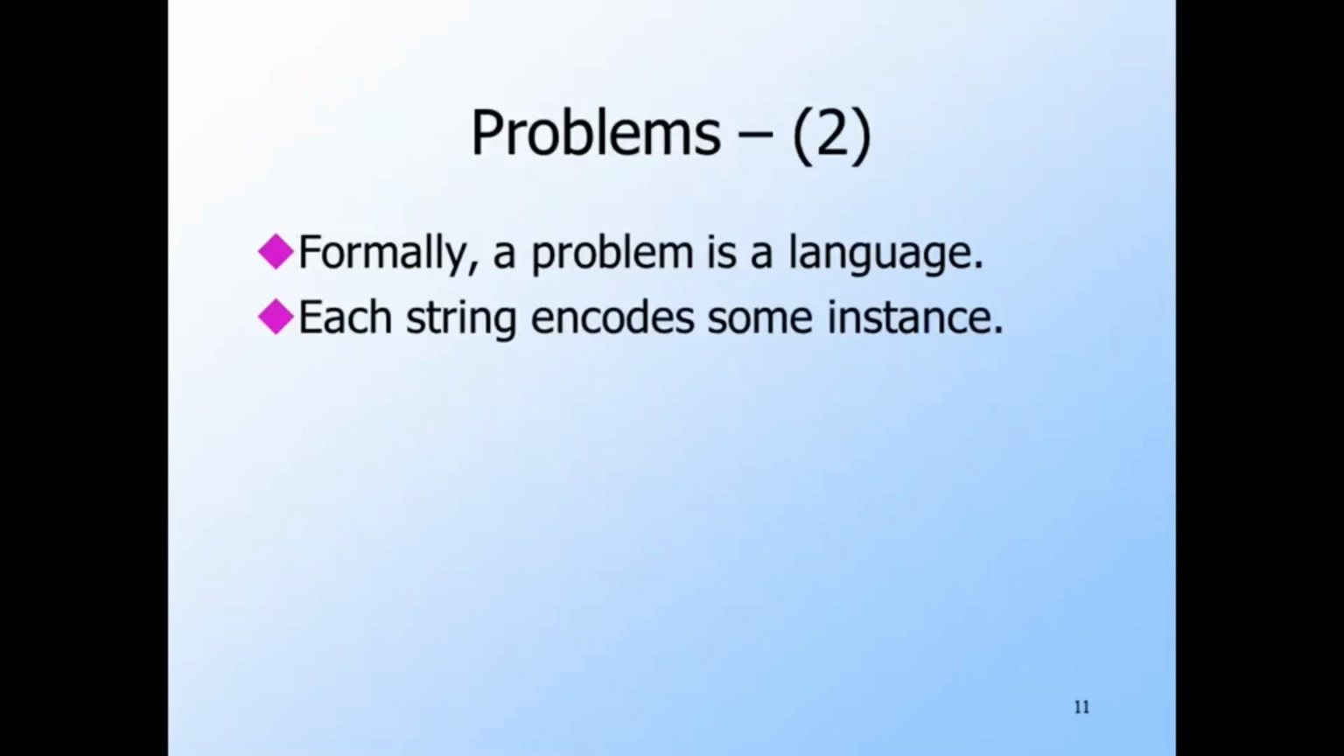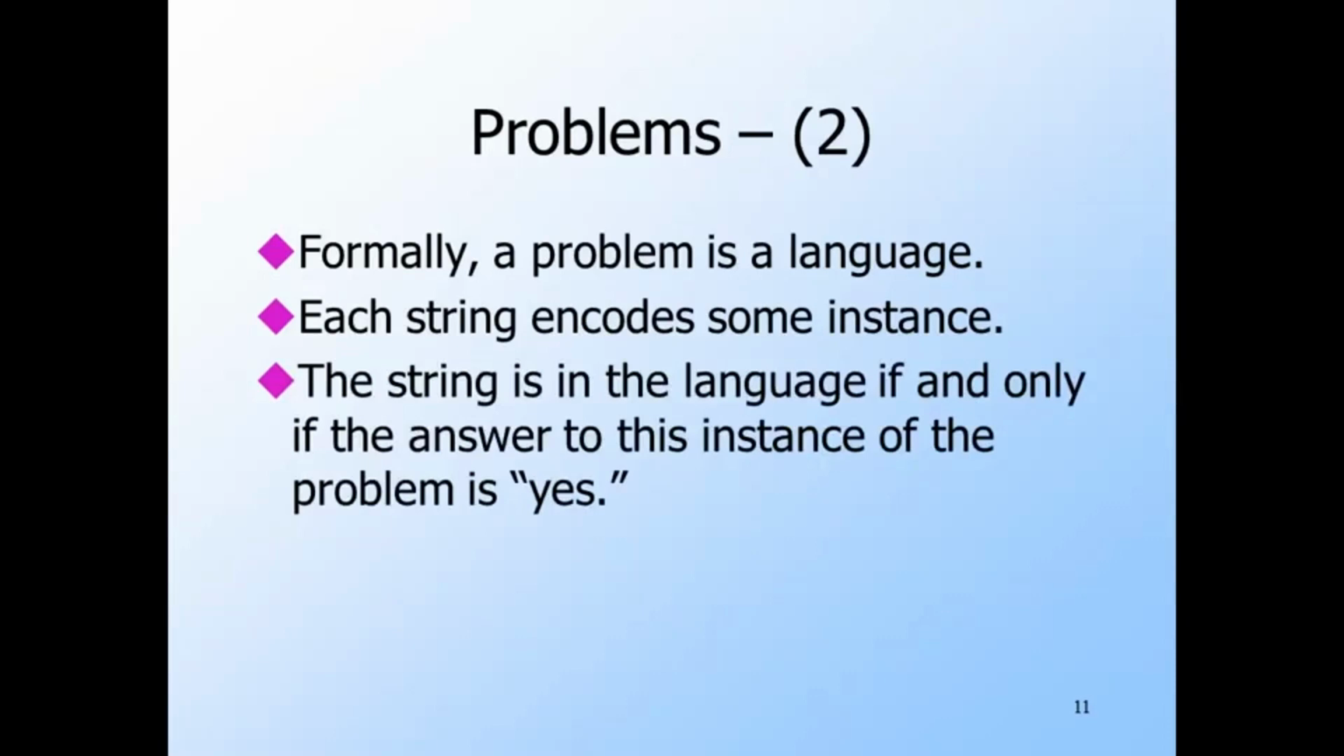Each string in sigma star can be viewed as an instance of the problem once we decide on an encoding for instances as strings. We'll see a number of examples of these encodings, but we already saw one when we encoded Turing machines as binary strings. It should not be hard for you to devise an encoding for graphs in a similar spirit.